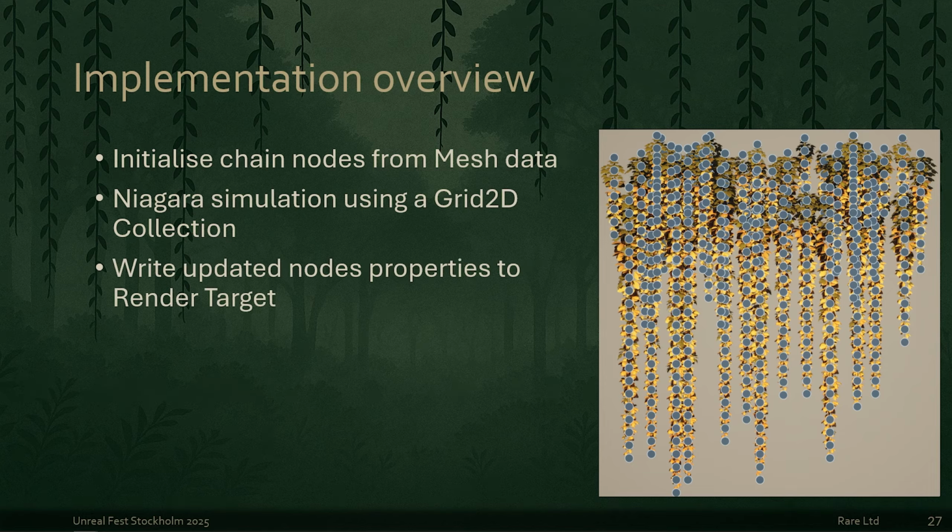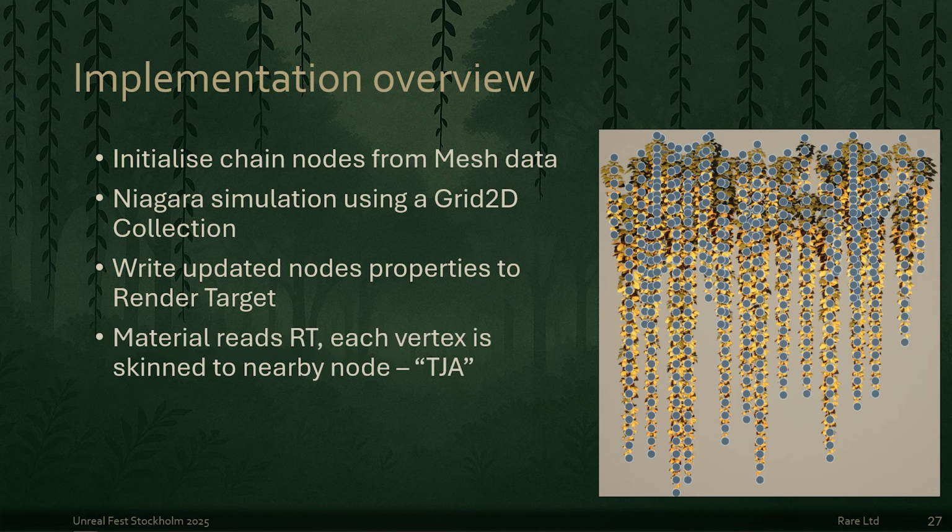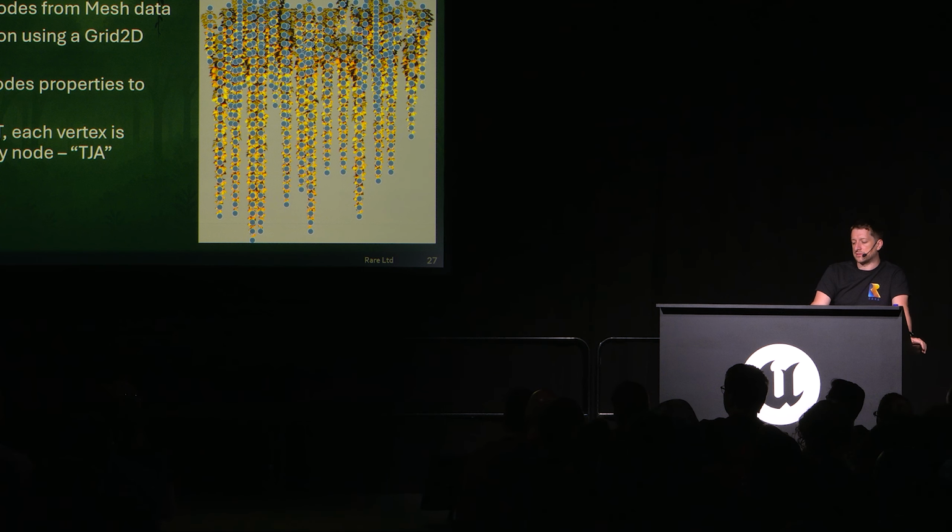Once the simulation is run, the output is a position, normal, and tangent for each node, which are then written into different rows of a render target. The vine mesh material has the same render target bound and samples it to offset the location of the vertices based on the corresponding nodes that they are nearest to. The same way you can imagine skinned mesh vertices will move based on nearby joints in a CPU-driven animation.